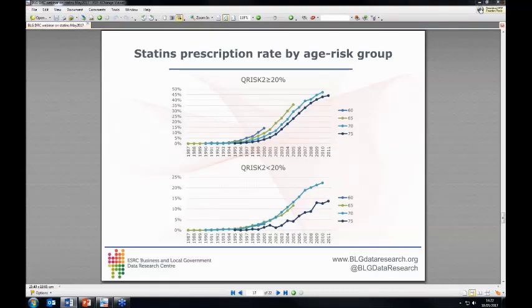The figure on this slide presents the prescription rate of statins in the studied age cohorts over time. It shows that the prescription rate increased considerably over the years. In people with a cardiac risk of 20% or greater, prescription increased from 0% in 1987 to 47% in 2011. Given the risk group and calendar year, the prescription was lower in older patients.